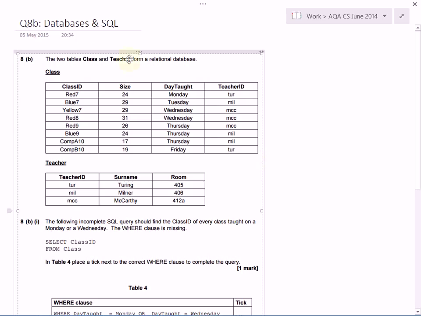This question is checking to see how much we understand about databases and SQL, or SQL. Some people pronounce it one way, some people the other. So 8b part I, we've got some incomplete SQL here.